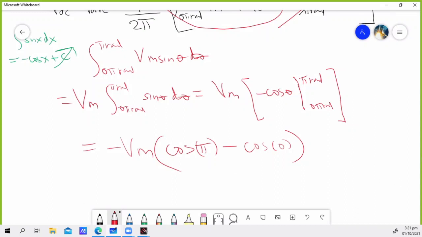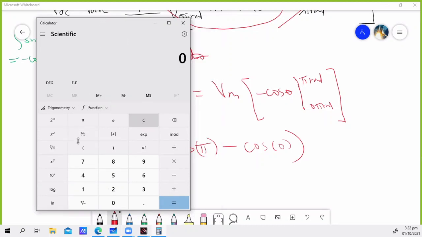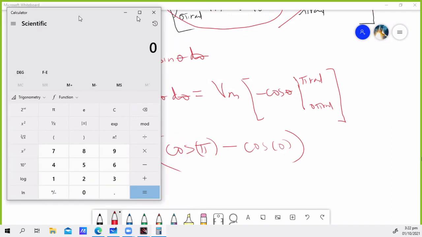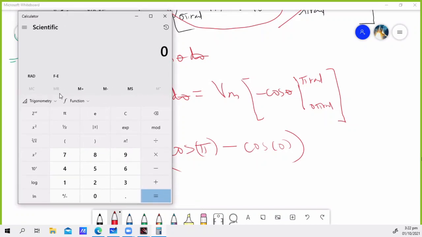Tingnan natin kung merong scientific calculator dito. Hindi ko alam kung paano i-radians itong sa Windows pero I think naka-degrees eh. Pipindutin ko dito, hindi ko alam kung paano gawin radians. Degrees na nga lang. Ayun, radians. Okay. So, cosine of pi.